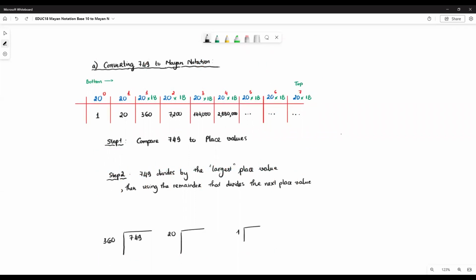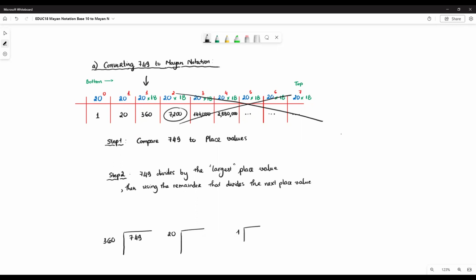Let's do the first example. Let's convert 749 to the Mayan notation. We have two steps to do. The first step, we compare 749 to the place value. One thing to keep in mind, the place value cannot be greater than the number we need to convert. It means we cannot use this place value because 7,200 is over 749. So the largest place value we can have in this case is 360.